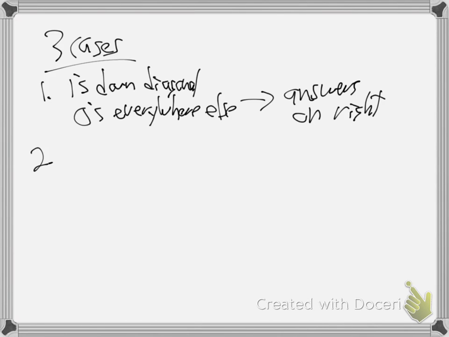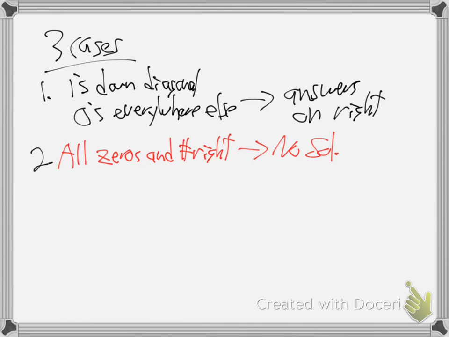Case 2. All zeros and a number on the right. That's no solution. Oh, by the way, no solution is also called an inconsistent system. Inconsistent system. It's not consistent.